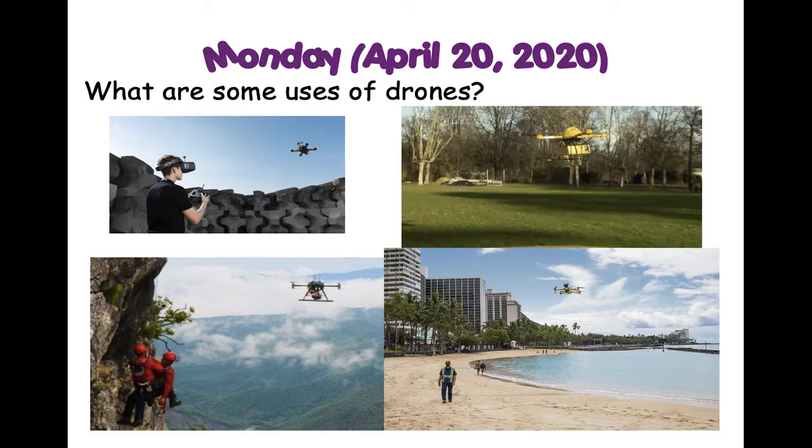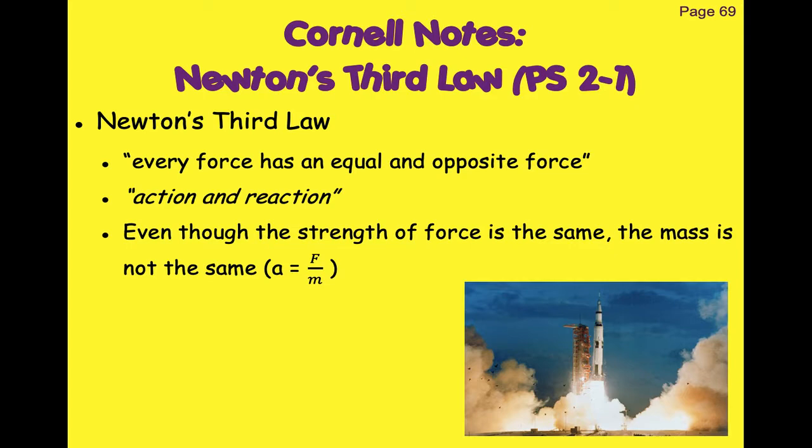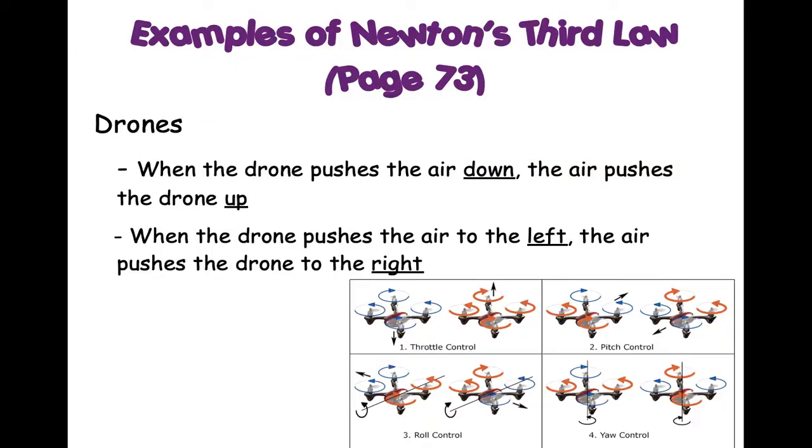So how do drones help us show Newton's third law? Well, once again, it's every force has an equal and opposite force. And so drones are a great example of it, because what the drones do is when the drone pushes the air down, the air pushes the drone up. So just like last week when we talked about swimming, how a swimmer will push the water back and the water will push the swimmer forward.